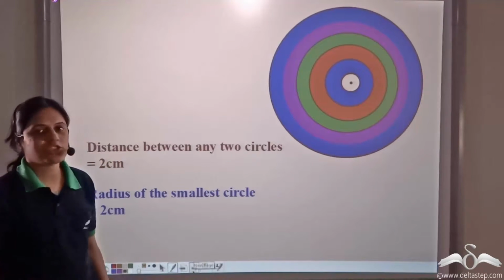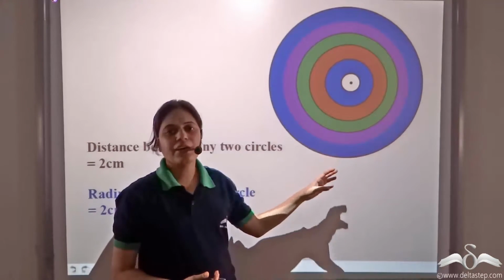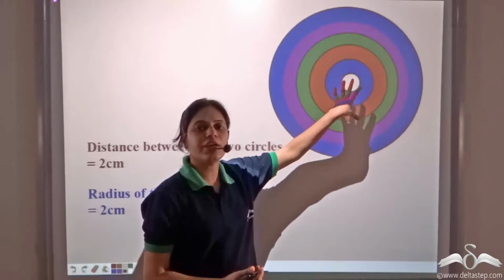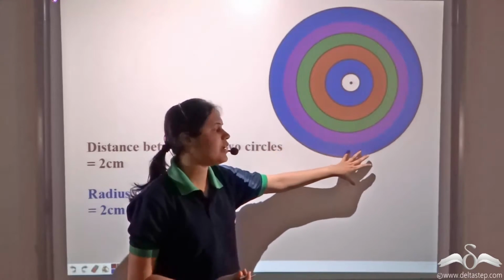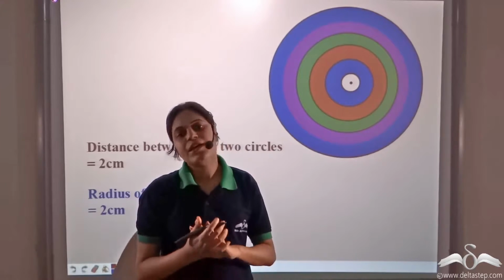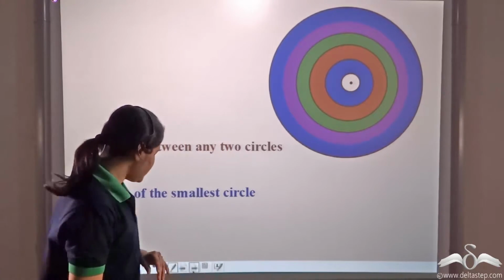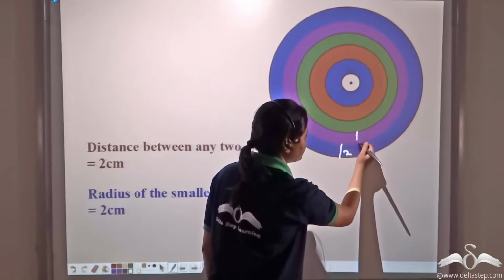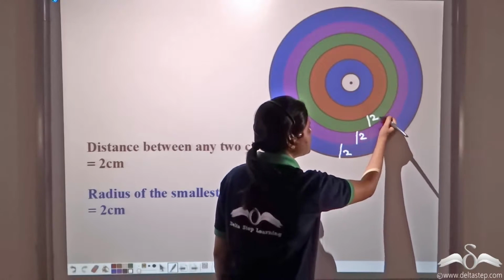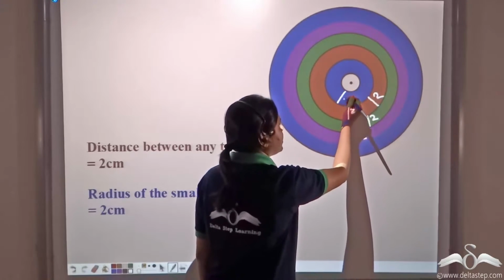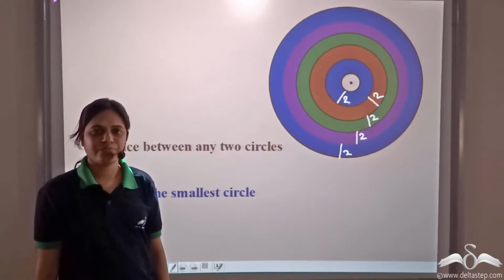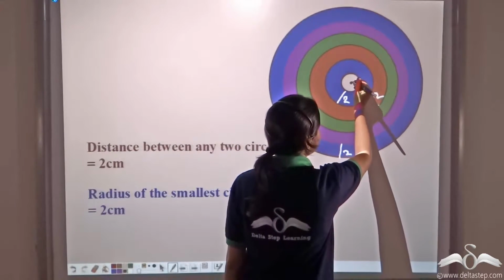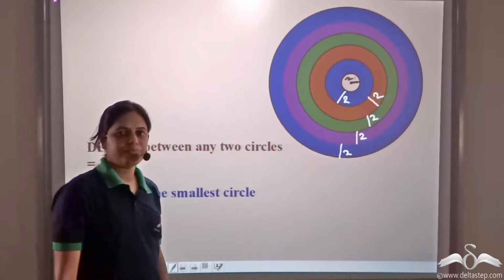Now let us come back to our question again. Why are higher points, or why is more score given if you hit a ring on the inner side than if you hit a ring on the outer side? Why? Let us take some values. Let us assume that the distance between any two rings is 2 centimeter. So this distance, this distance, this distance, each distance is 2 centimeter. Also, let us assume that the radius of the innermost circle is 2 centimeter.